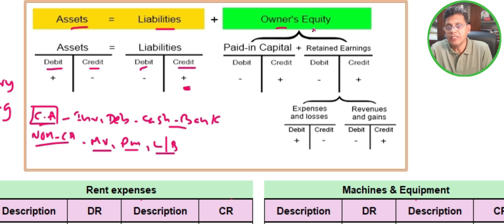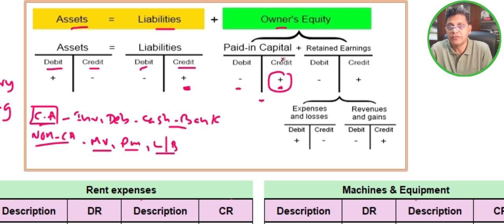And owner's equity basically has two components: your capital and the earnings. The same principle applies: any increase in capital should be credited and any decrease in capital should be debited, because we have a concept called the business entity concept. Business and the owners are two separate entities. Therefore, the business has an obligation to pay off these liabilities.